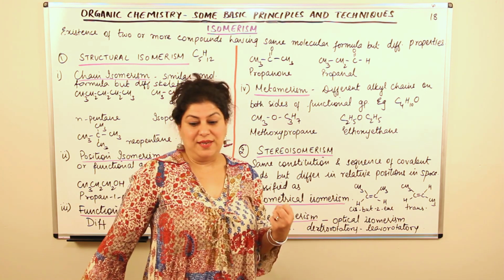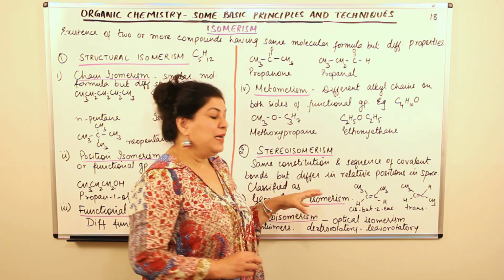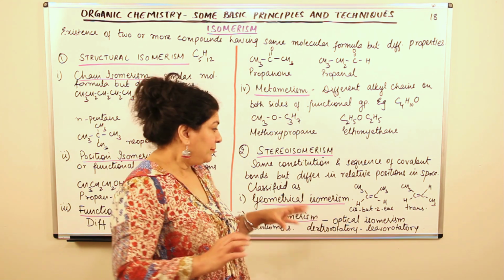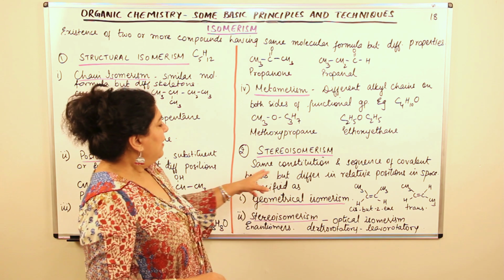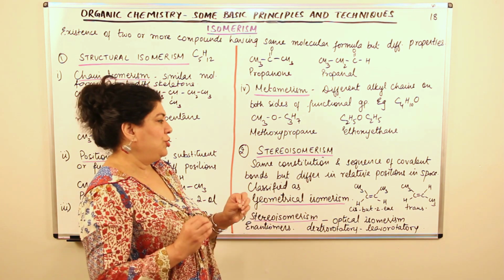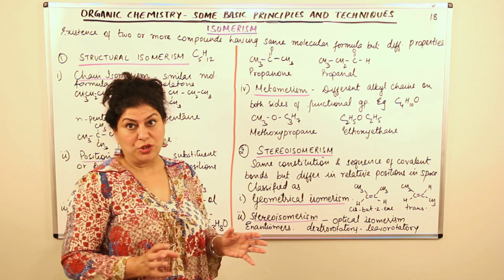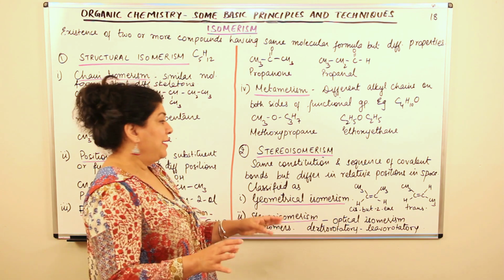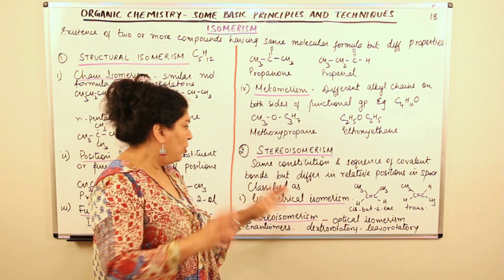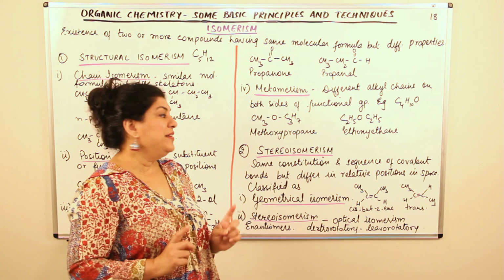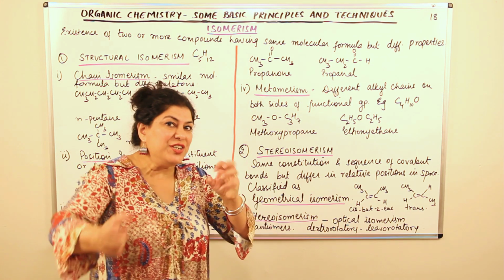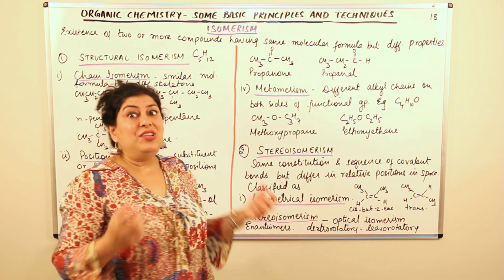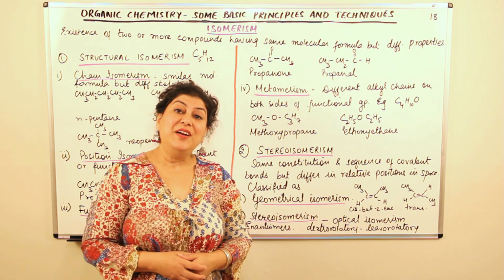And how does this affect? You will be studying about this in class 12. Yet, let me just tell you a little bit about it. They have the same constitution and sequence of covalent bonds. The bonds also are the same. They have the same formula. The bonds are same, but they differ in the relative position in space. The orientation in space is different, and therefore their properties are different.